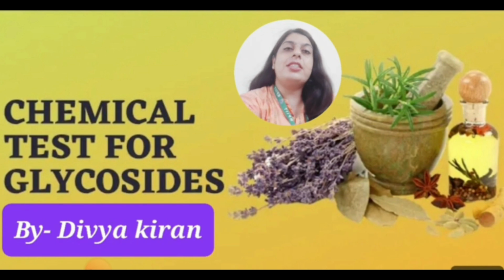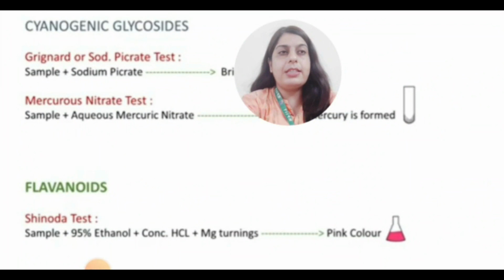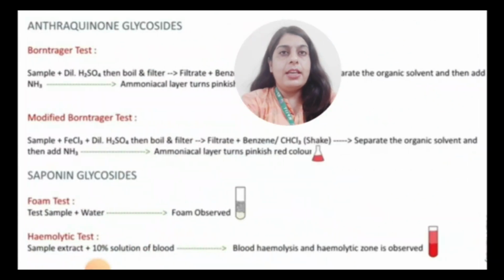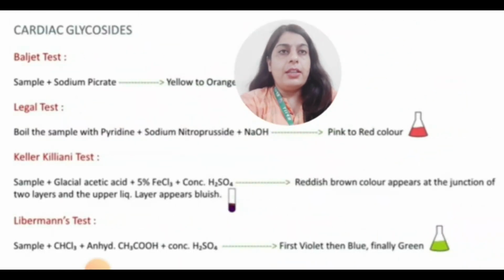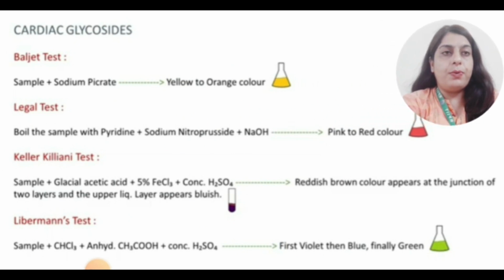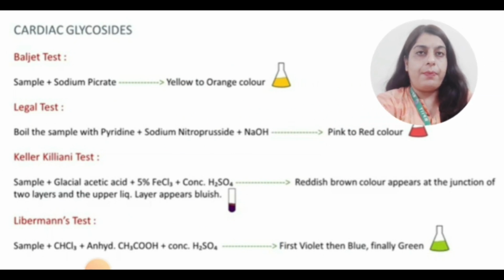Dear viewers, this is the most awaited video on chemical tests for glycosides. In my previous video, we discussed the classification of glycosides, and now it is time to study the various tests for glycosides. Glycosides can be classified into cardiac glycosides, anthraquinone glycosides, and steroidal glycosides. So, we will discuss the various tests one by one. First is the test for cardiac glycosides.